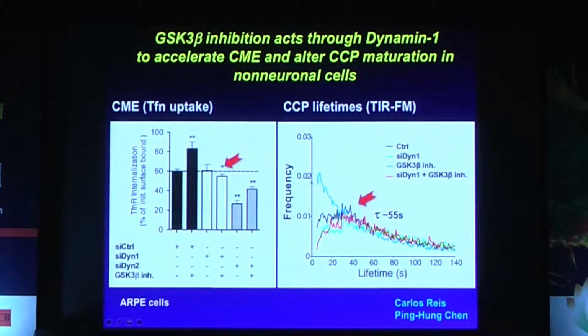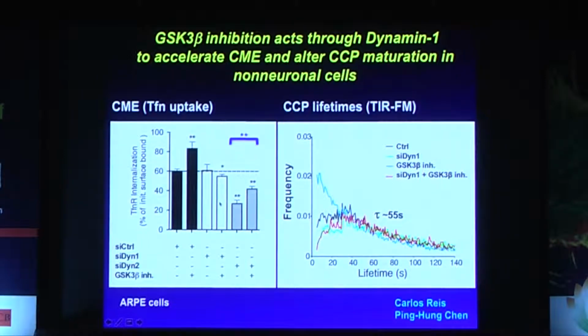This GSK3 beta effect on endocytosis, importantly, is completely dependent on dynamin 1. So in the absence of dynamin 1, in the dynamin 1 knockout cells, you no longer see any effect of GSK3 beta inhibition. However, it's still dependent on dynamin 2. So as I told you, dynamin 2 knockdown inhibits endocytosis in these cells, but that residual endocytosis is still stimulated by addition of GSK3 beta inhibitor.